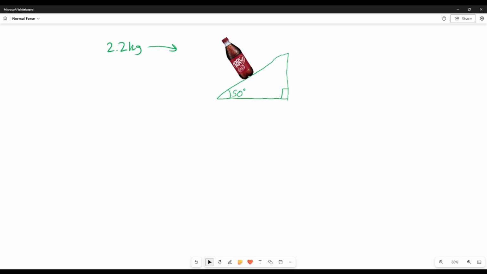Alright, now let's make it a little bit different. We'll imagine we've got a 2-liter bottle of Dr. Pepper, and we'll say that it has a mass of 2.2 kilograms. We'll start off by finding the weight of this bottle by, again, simply multiplying the mass by the gravitational acceleration of Earth, and that is going to give us 21.56 newtons.